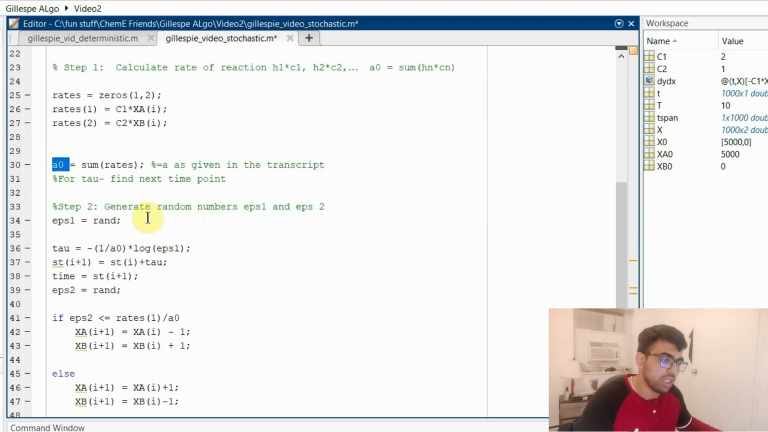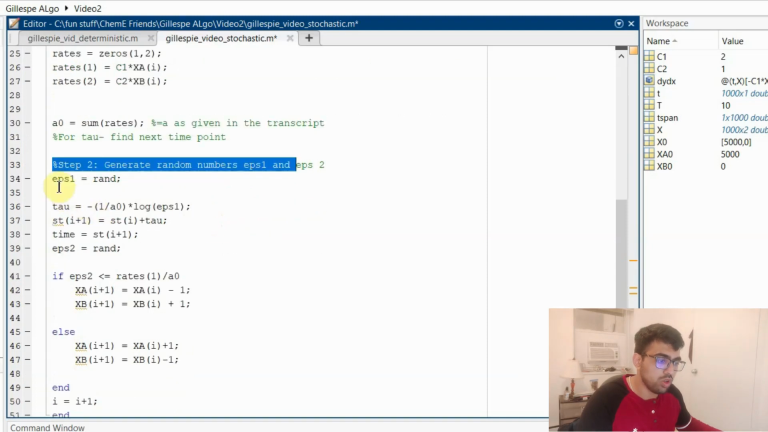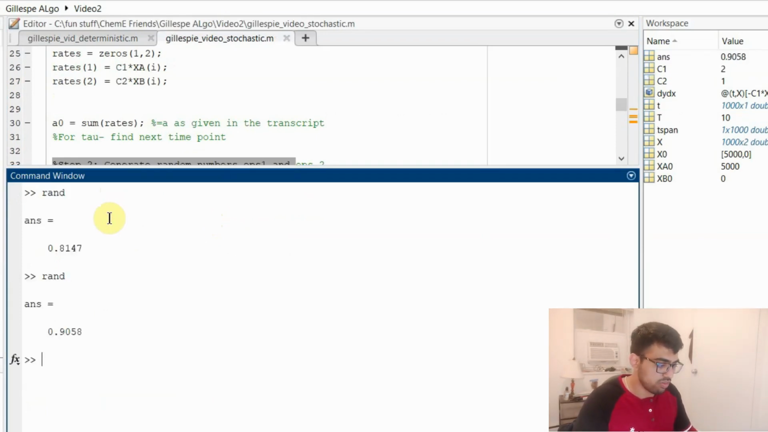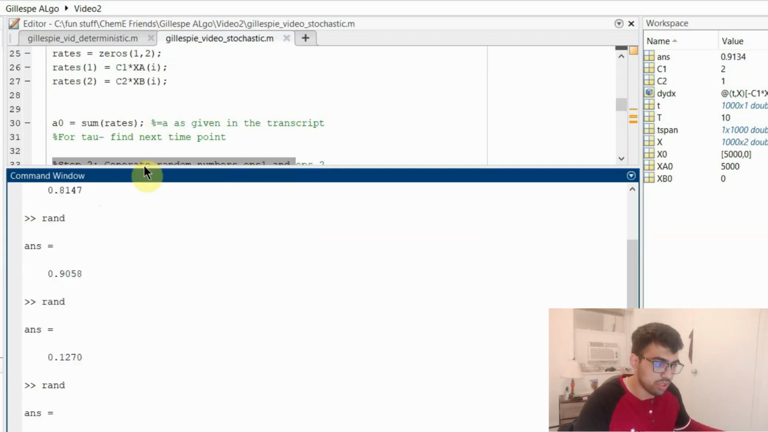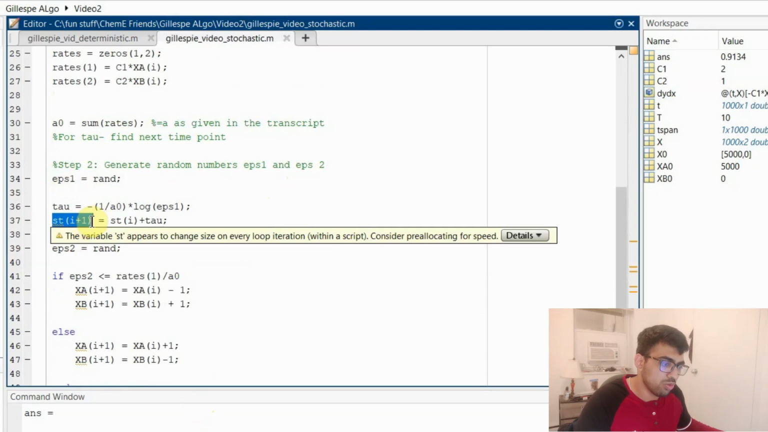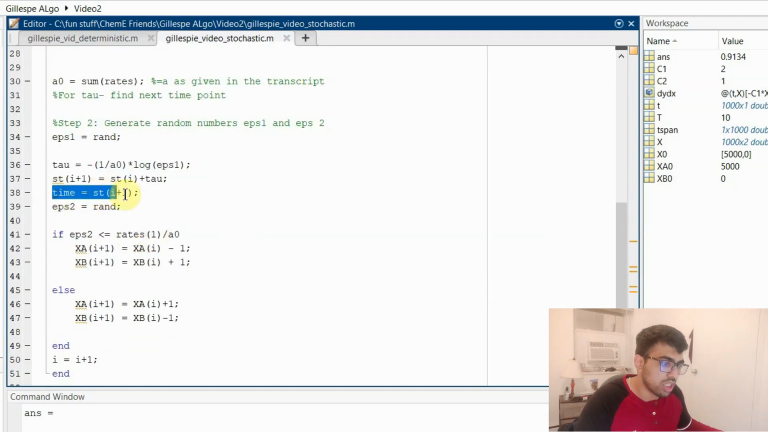Next we go to step number 2, which is to generate random numbers epsilon 1 and epsilon 2. Epsilon 1 is equal to rand. Now what is the rand function? If I just write rand, it gives me a random value between 0 and 1. We already saw from equation number 18 that the relation between tau and epsilon 1 is this. And st is just used by me to denote time, and we are updating time over here in line number 38.